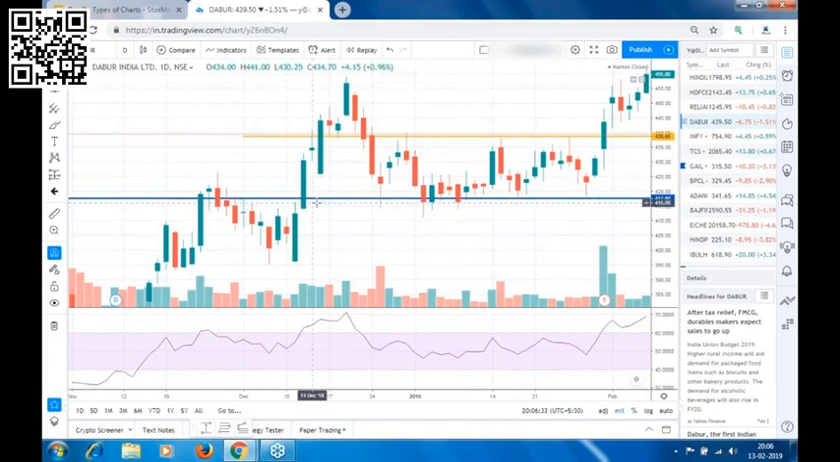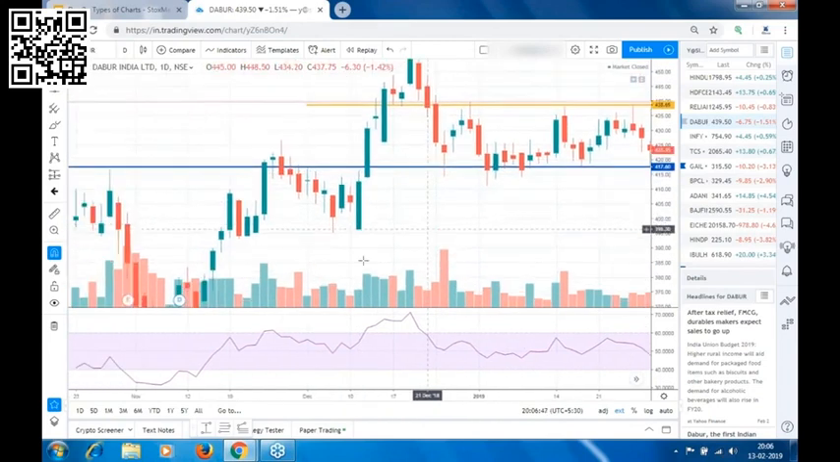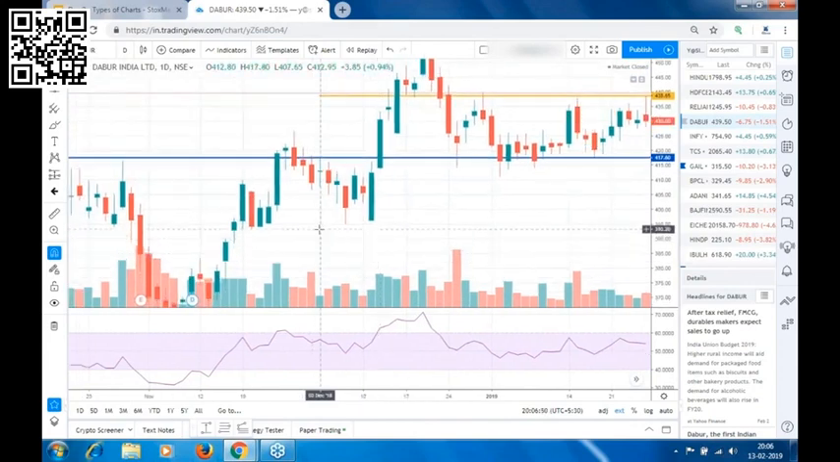Also, if I keep my cursor at this point, you can see the high of this candle and this candle are almost the same. So you can say that this is a tweezer top. Tweezer top and tweezer bottom are also very important. Like here, this is your tweezer bottom. The low of both these candles is the same, but it did not break the low of the candle, so there was no trade for us.